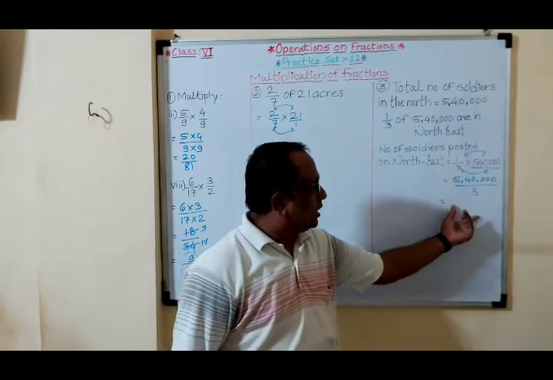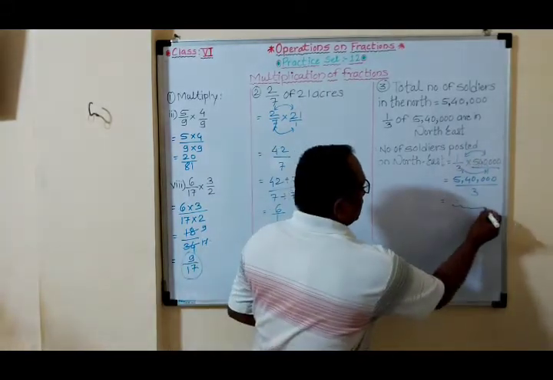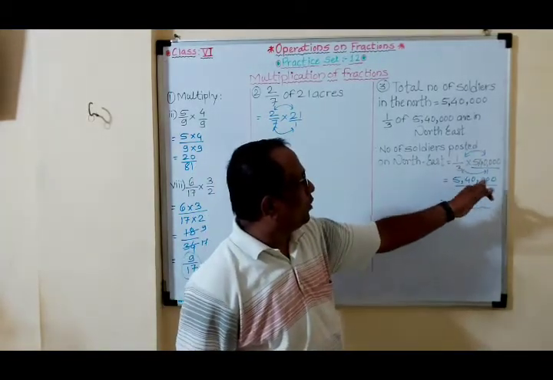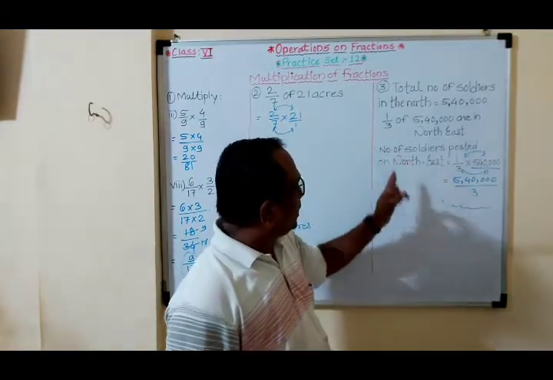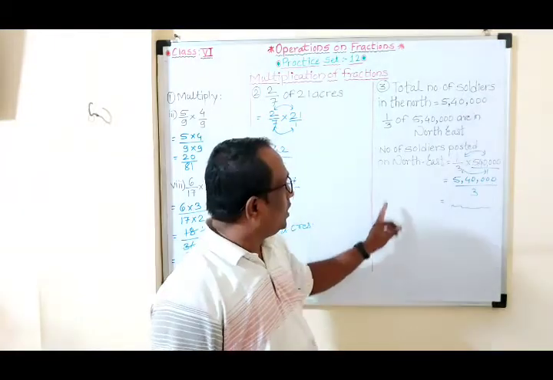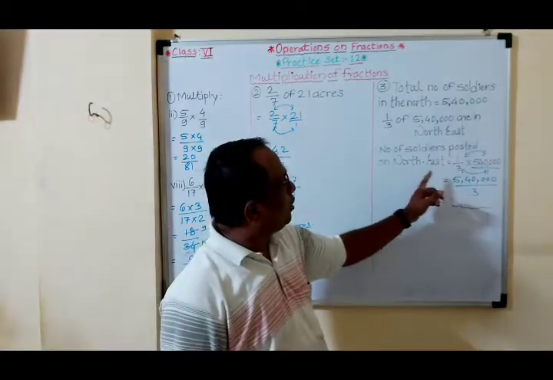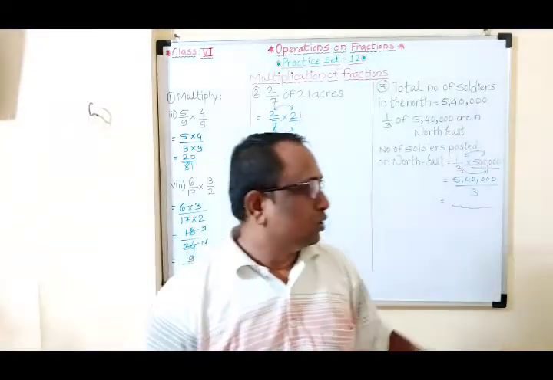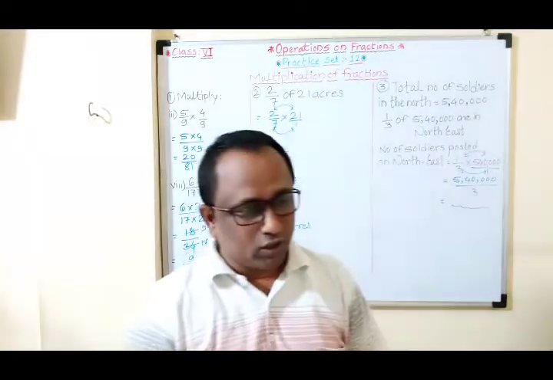When you get the answer after dividing 5,40,000 by 3, then write the full sentence as the final answer: Number of soldiers posted on the northeast is equal to dash dash dash dash. This way you have to solve. Okay. I hope you understood this small one.